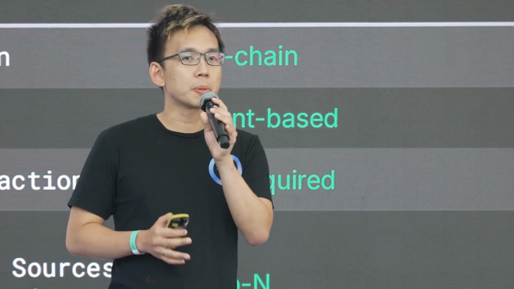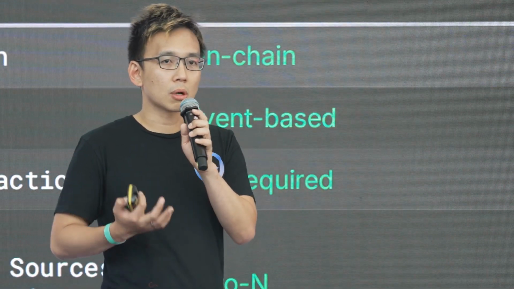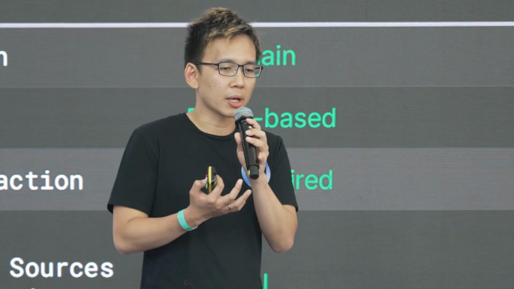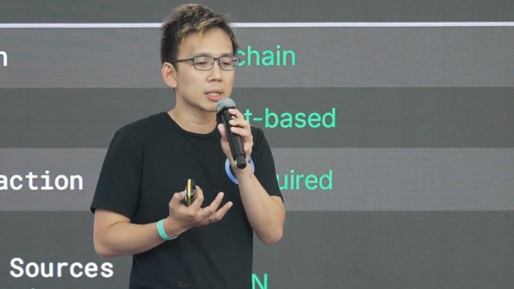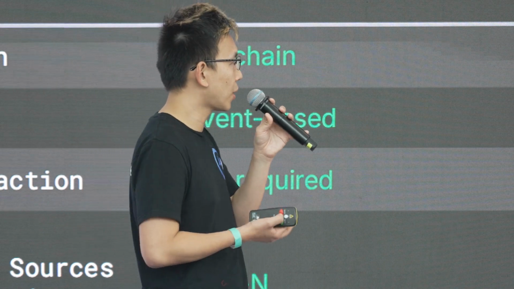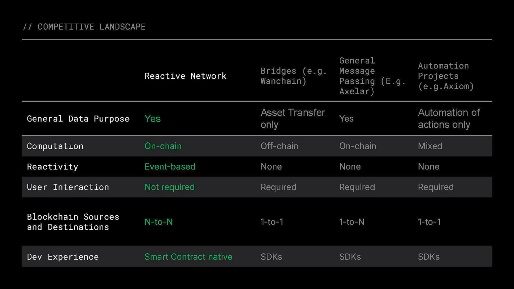I think a lot of times people confuse us about what this is because it's so new. When we talk about this, a lot of people will ask, are you bridges? Are you GMPs? Are you an automation project? That's why I want to paint the key difference. Our computation is on-chain, we are event-based, we are smart contract native. We're fully on-chain.